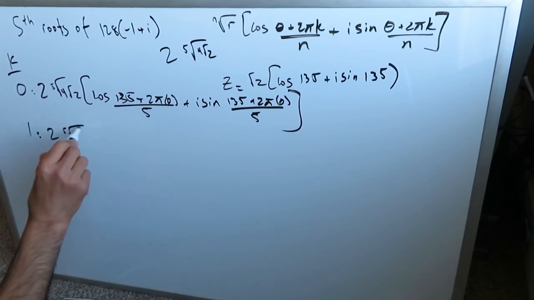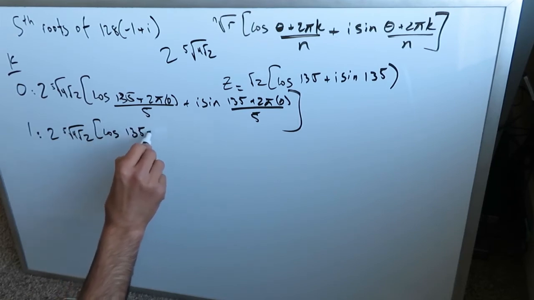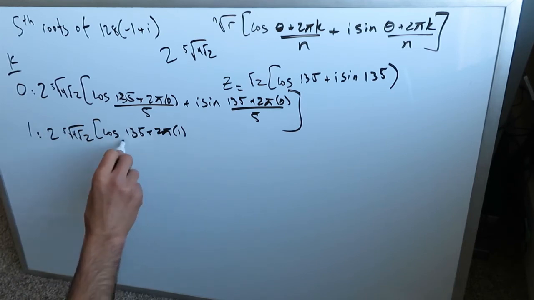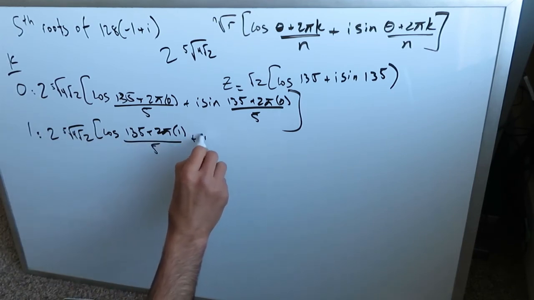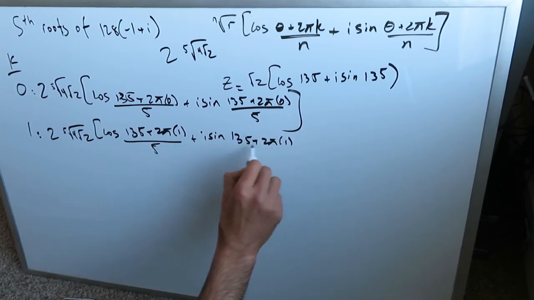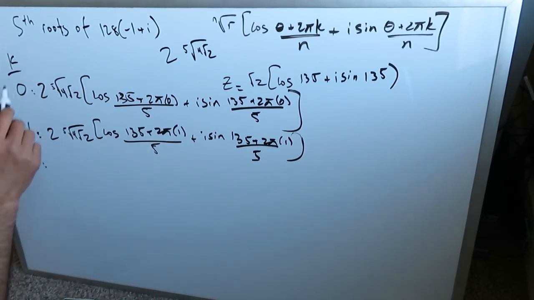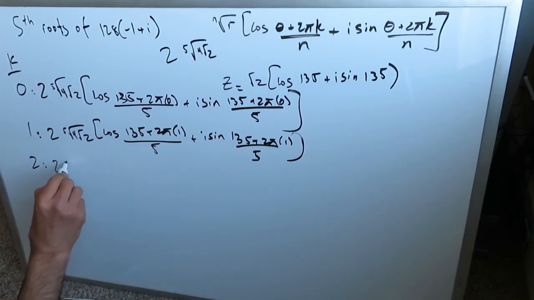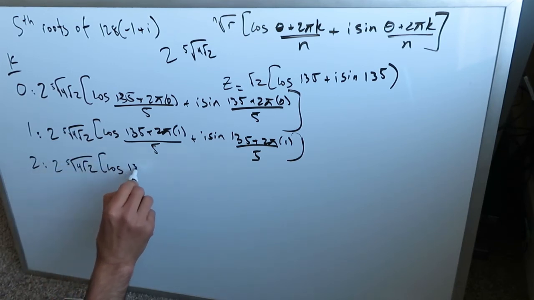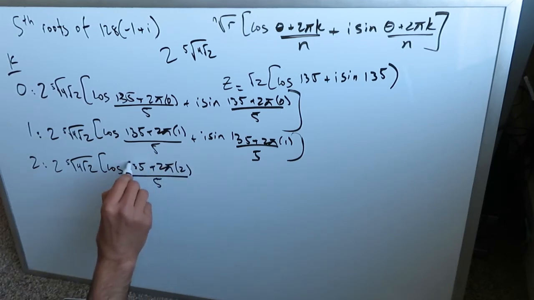2 to the fifth root 4 root 2 cosine 135 plus 2 pi times the k value of 1, because k value here is 1, so you put a 1 over here, always divided by the n, plus i sine 135 plus 2 pi times 1, all over the n value, which is 5. Let's go to the number 2. Remember, we're doing 0, 1, 2, 3, and 4. 2 to the fifth root of 4 root 2 times cosine of 135 plus 2 pi times 2 over 5.